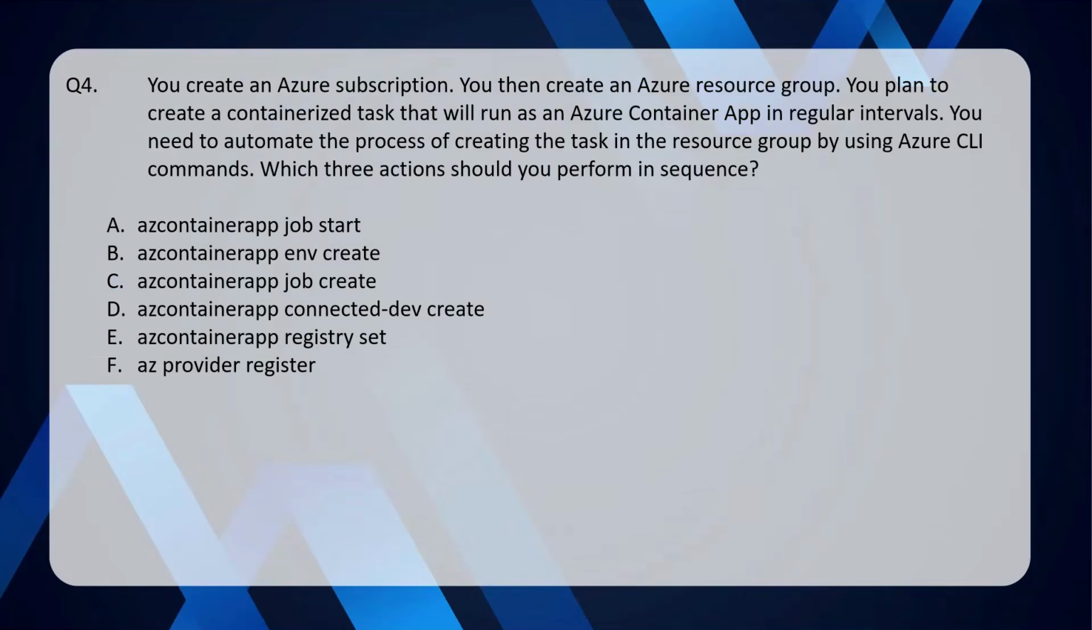Next question. You create an Azure subscription. You then create an Azure resource group. You plan to create a containerized task that will run as an Azure container app in regular intervals. You need to automate the process of creating the task in the resource group by using Azure CLI commands. Which 3 actions should you perform in sequence?